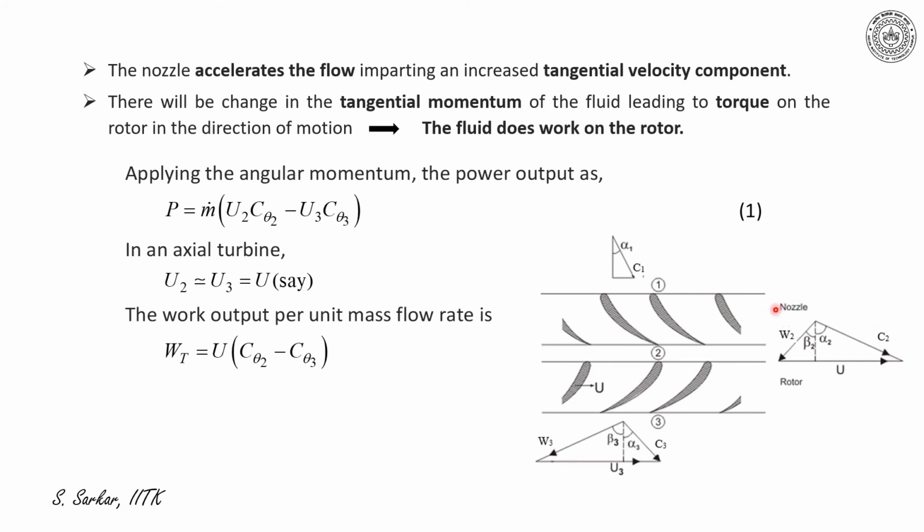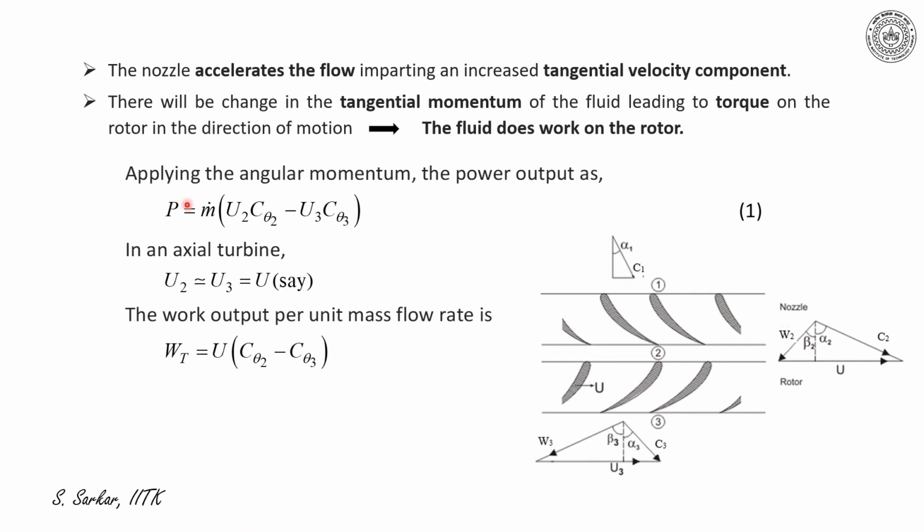Please note that I have indicated here the velocity triangle at inlet to the rotor and exit from the rotor of a turbine stage. Now, as per the sign convention, C theta 2, which is in the direction of U2, would be treated here as positive, while W theta 2, being in the opposite direction of U2, would be negative for a turbine. Similarly, at the exit of the rotor, C theta 3 would be positive and W theta 3 would be negative.